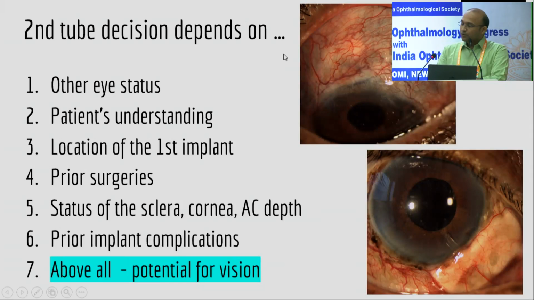So this is one patient who had extensive scleritis, so we cannot plan a tube in this quadrant if you're planning the second one. It also depends on the status of the cornea, the anterior chamber depth, and the prior implant complications, whether the patient had any plate exposure or tube exposure. Above all, the potential for vision.